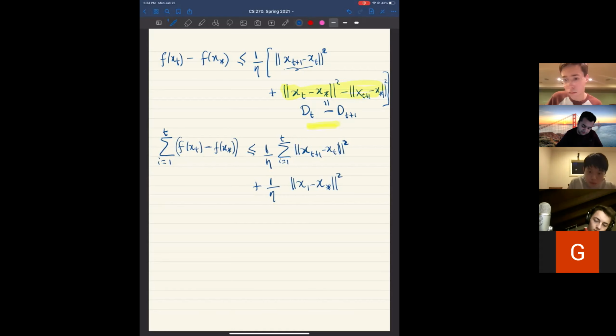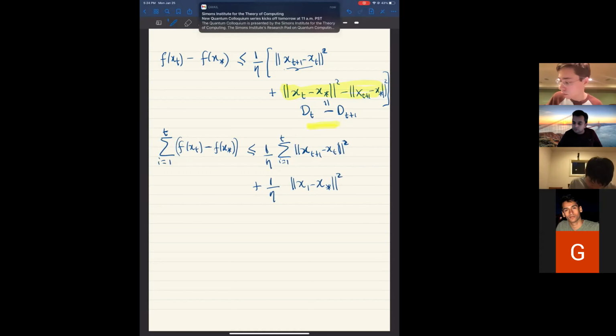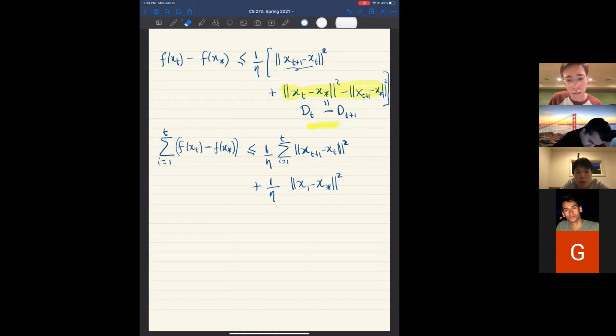Right, so I just got this by adding up over all t. Professor, what's i over here? Oh, I'm sorry. Thanks. I should say f of xi minus x star. Yeah, let me just change that to t. Let me add up over all i equal to 1 through t. Thanks. Yeah, it was a big blunder. Okay. Does it make sense? Yeah.